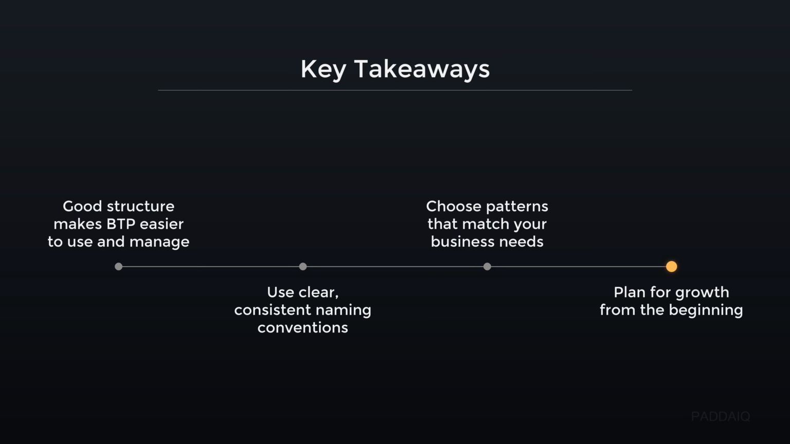Plan for growth from the beginning. This means designing your solution to handle future expansion, not just current needs. For example, an e-commerce app should support increased holiday traffic without redesign. Building scalable architecture early prevents costly rework and ensures smooth business operations as demands evolve.